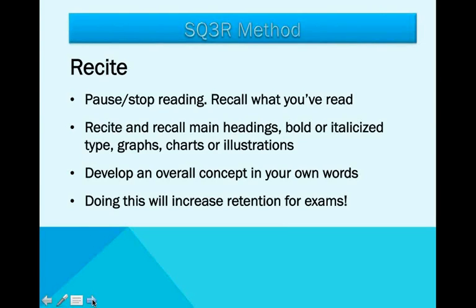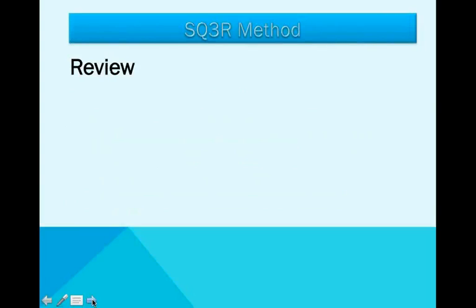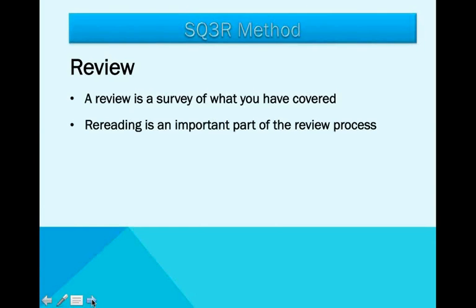The final step to this method is reviewing. Reviewing is a survey of what you have covered. It is a review of what you're supposed to accomplish, not necessarily what you're going to do. In the beginning, when you surveyed and asked yourself questions, at this point you're going to review those questions and make sure that they are properly answered. So rereading is an important part of this review process. You will reread now with the idea that you are measuring what you've gained from the process. So the question is, what do you now know that you didn't know before? And then use your own words to describe that.